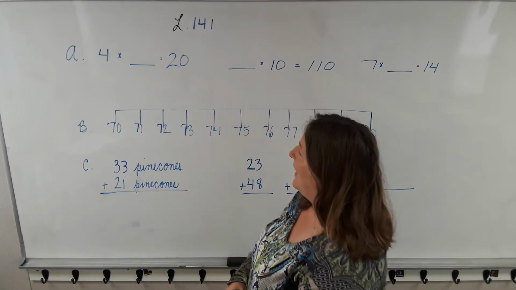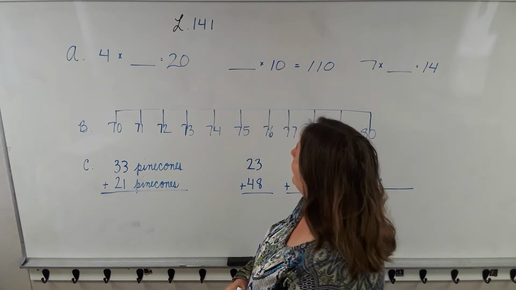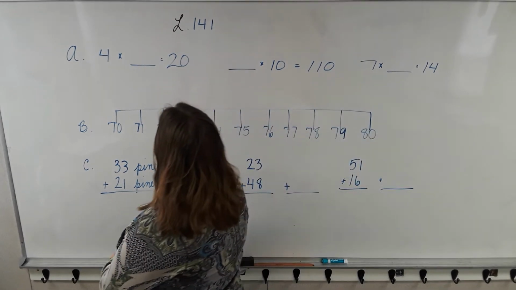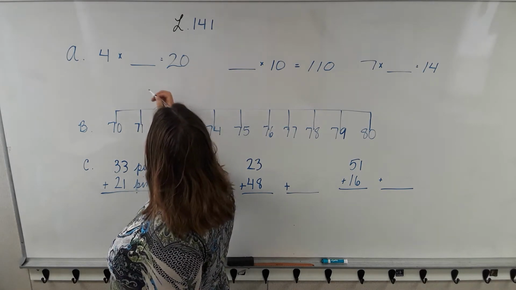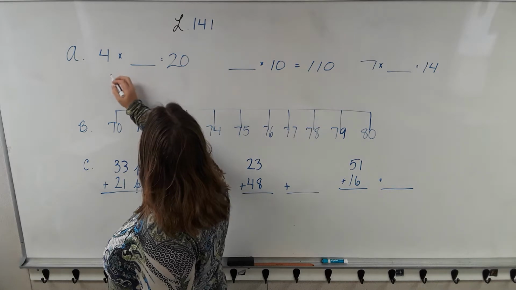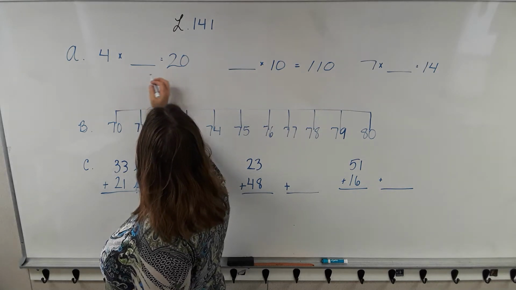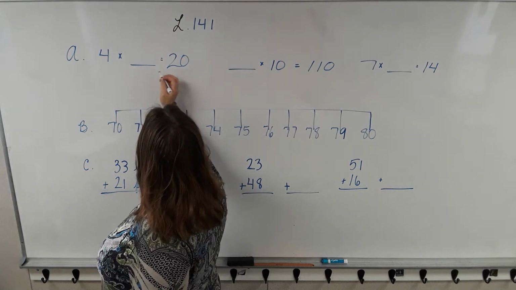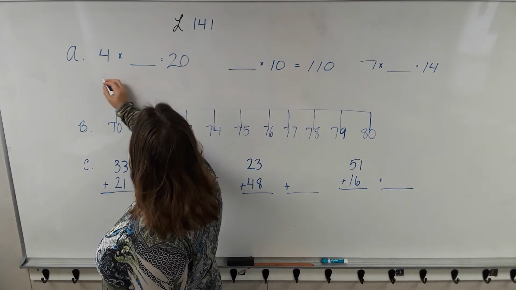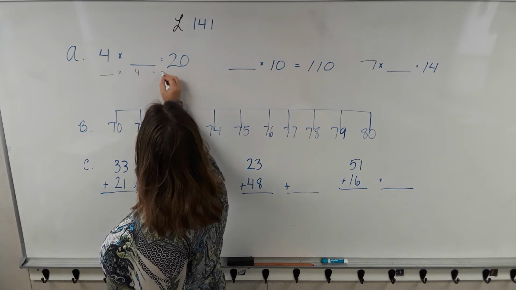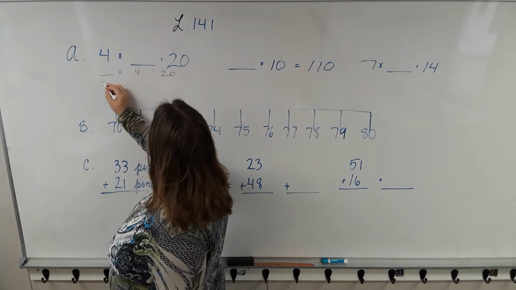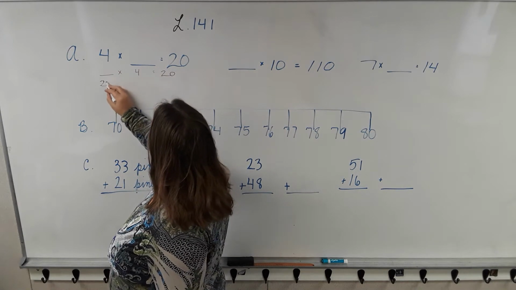Look at letter A. 4 times a number equals 20. What do we know about multiplication and division? They have the same factors to be used to receive the product. So it would be a number times 4 equals 20. And then we would have to do the opposite for division.